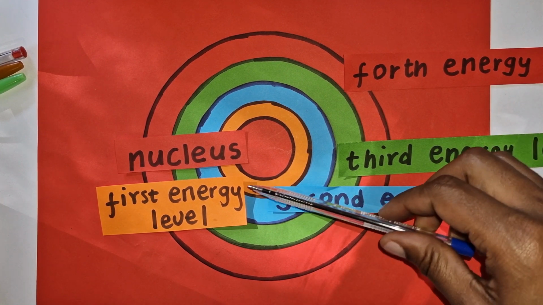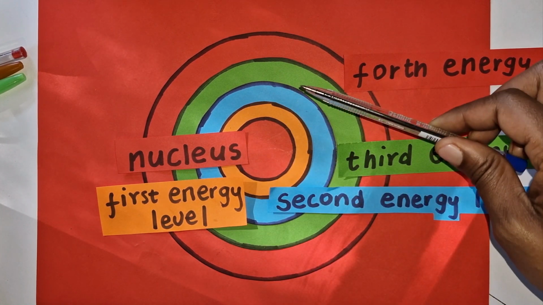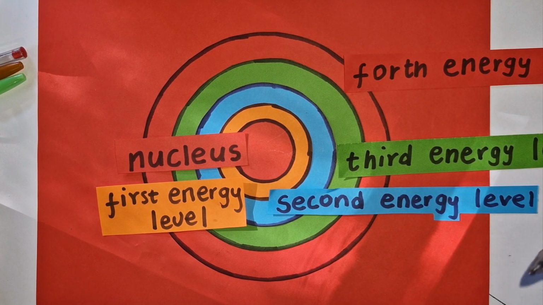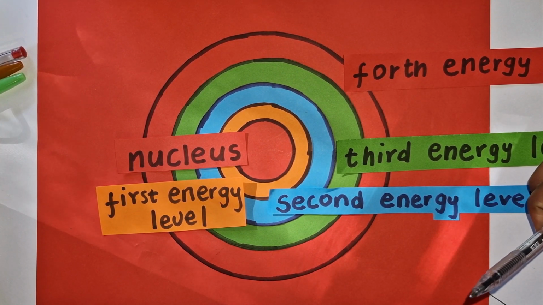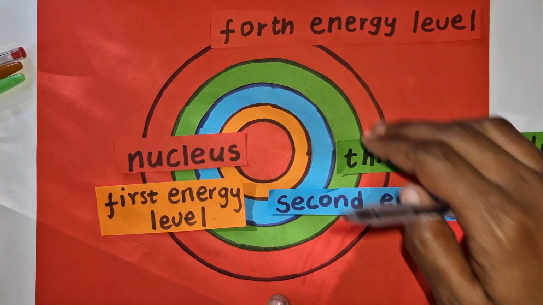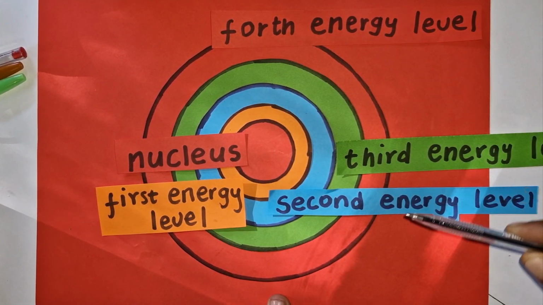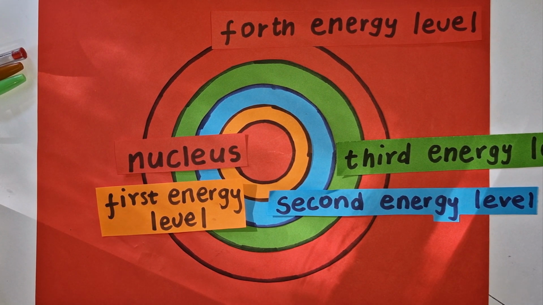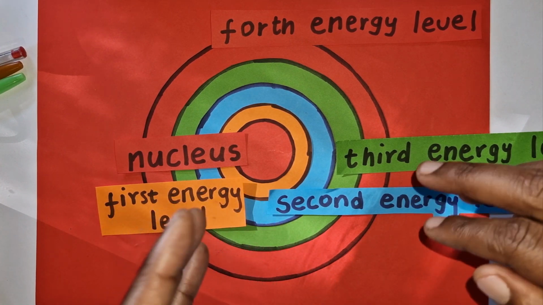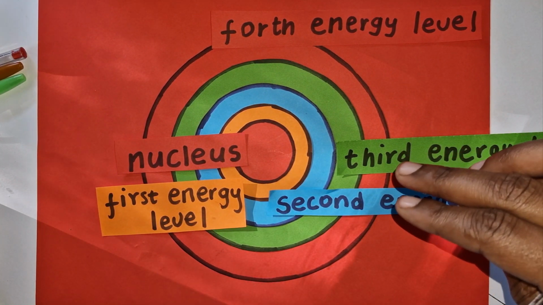And as I've mentioned, the energy level closest to the nucleus will have the lowest energy, and the levels far away from the nucleus, like the fourth energy level, will have the highest energy. So in this example, you can see these energy levels are shown in concentric circles around the nucleus. So I want us to look at 3 or 4 atoms and see how these electrons would be arranged in these different energy levels.